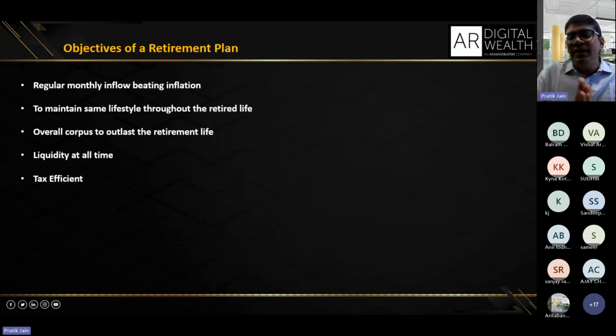And the last one is it should be tax efficient. So whatever the structure is, it should be efficient. I would be paying lower taxes. Tax is not the only priority, but whatever gains are there, if I have something where my tax can be managed efficiently, that is something an individual will look out for in a retirement plan, right? So these are the 5 objectives which most of the clients would have.